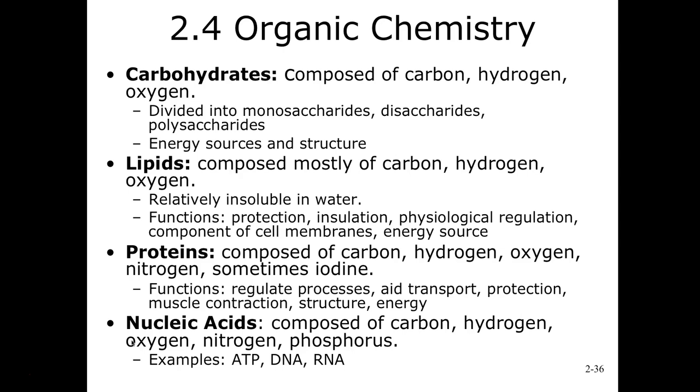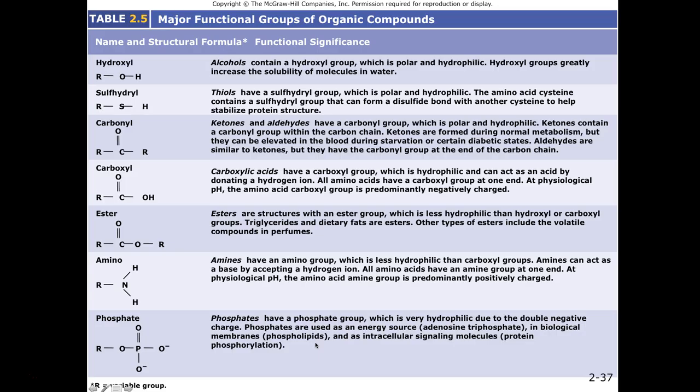So this is more of a summary slide. The only thing I want to draw your attention to here is that our carbs and lipids are both going to be composed of carbons, hydrogens, and oxygen. And our proteins have carbon, hydrogen, and oxygen, but we're also going to add in nitrogen and sometimes iodine. And our nucleic acids will also have carbon, hydrogen, and oxygen, and we have added in the nitrogen and phosphorus here. So we'll go through some of the functions as we discuss further details.